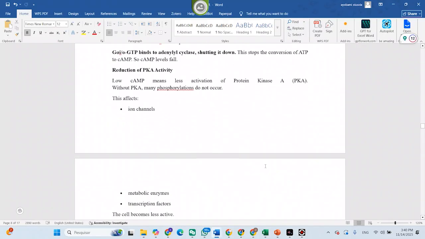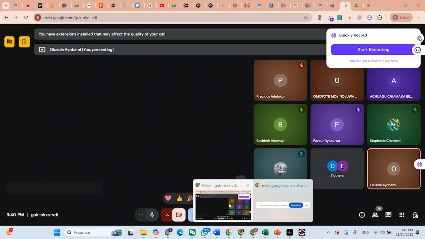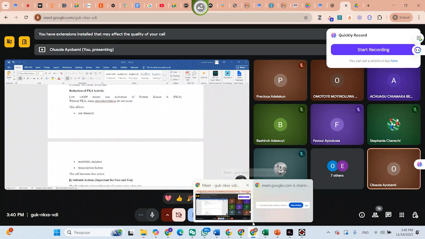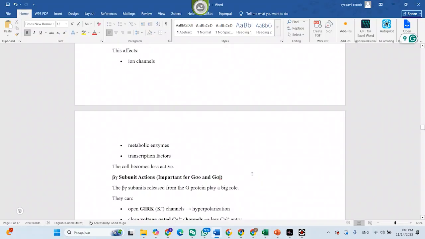So what happens once there is a reduction in cAMP and there is also a reduction in protein kinase A activity? Then many phosphorylations will not occur, and if there are no phosphorylations, then we do not expect to see phosphorylation of ion channels. Metabolic enzymes will be affected. Transcription factors like CREB will also be affected. So generally, the cells just become less active.